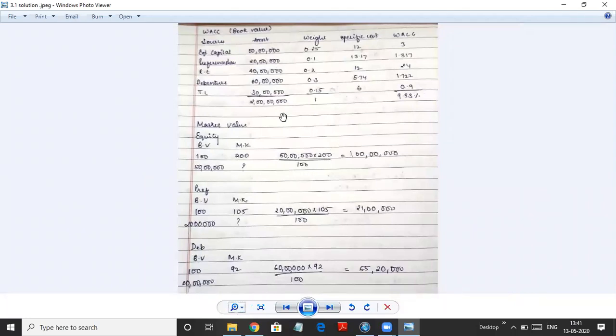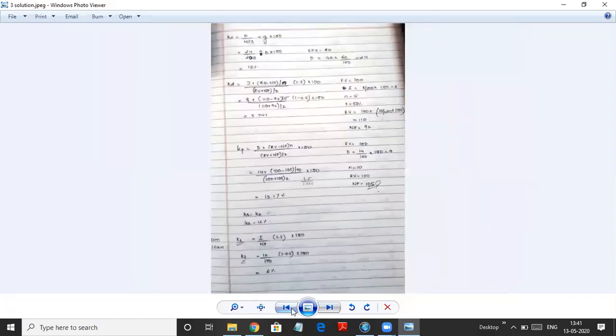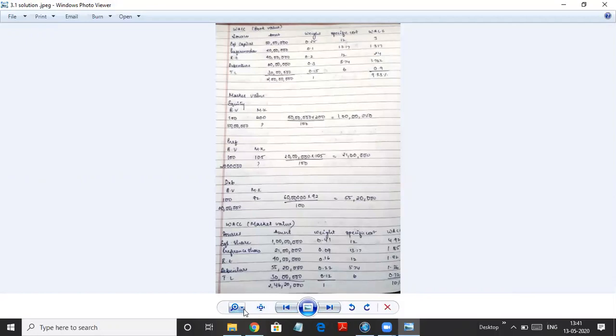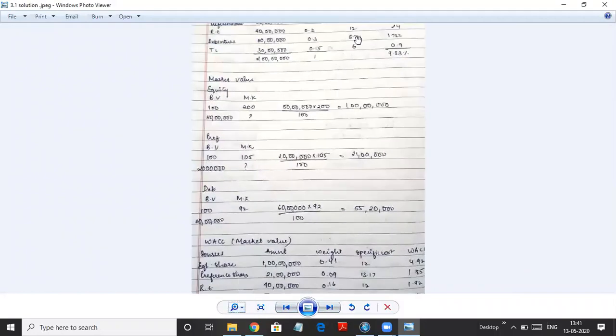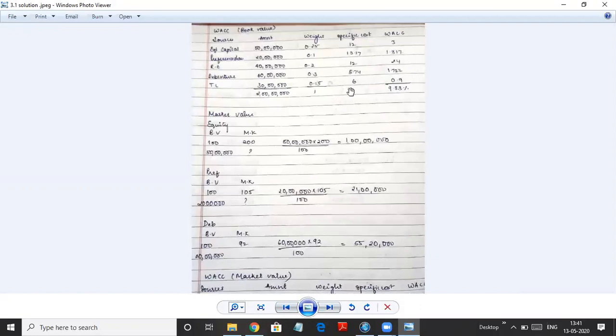Then 20 lakh divided by 200 lakh, 0.1, then 0.2, 0.3, 0.15, total comes to 1. Specific costs we have calculated in our previous calculation, the same I'm using: equity 12%, debt 5.74, preference 13.17, term loan 6%, and cost of retained earnings equal to cost of equity. Multiply the weightage with the specific cost, you will get the WACC. So 0.25 into 12 is 3, 0.1 into 13.17, 1.317, and so on. When you add it, you get the weighted average cost of capital, that is 9.33.